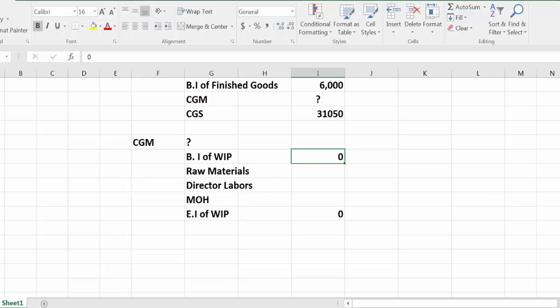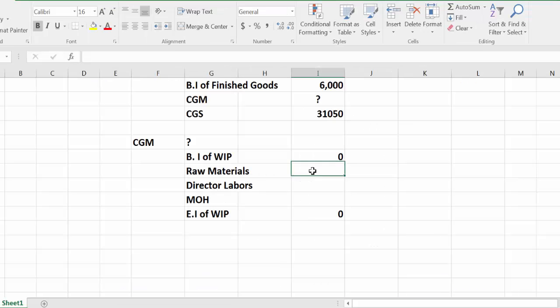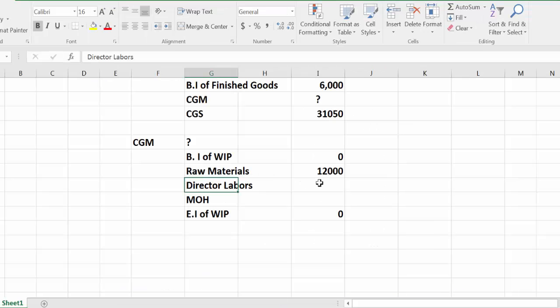Okay, raw materials. How much does it cost for the raw materials? We're going to go back to the slide and find the raw materials. Direct materials used, we're looking at 12,000. So I'm going to put 12,000 here. For the direct labor, I'm going to look at direct manufacturing labor, 4,500.